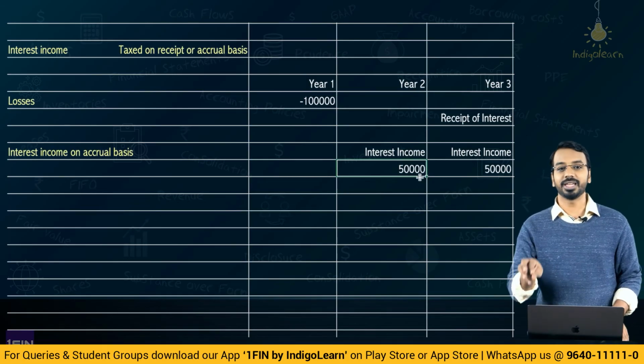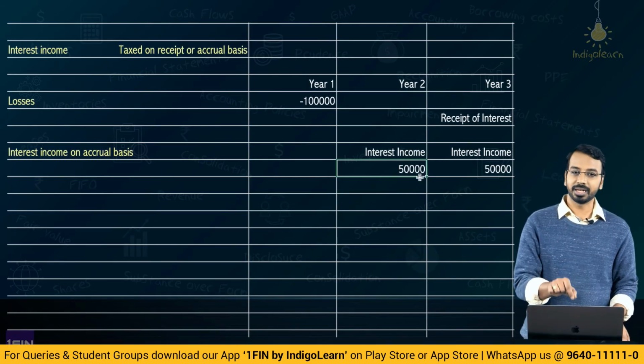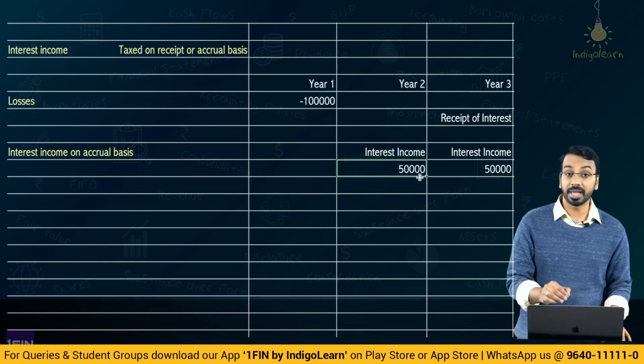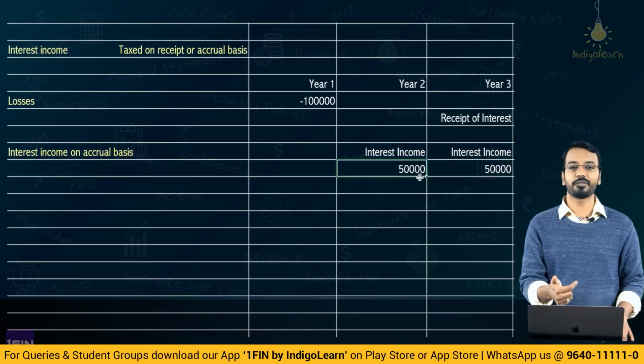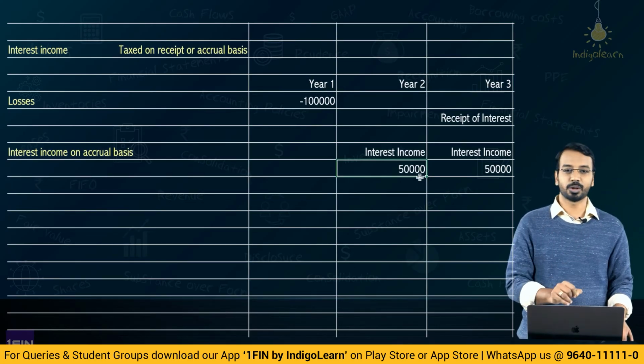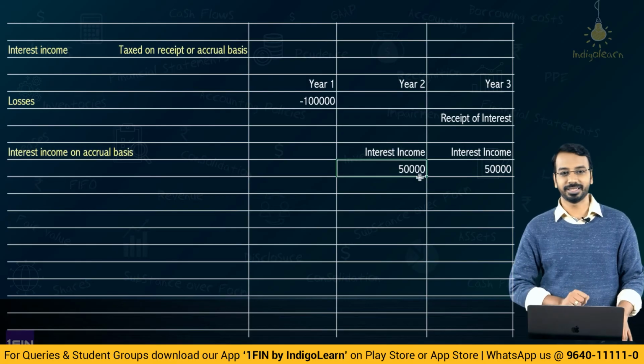But still, if at all there are any tax planning opportunities, then what the standard says is, you have to consider the tax planning opportunities to determine whether sufficient taxable profits will be available in the future against which these unused tax losses or tax credits can be utilized.